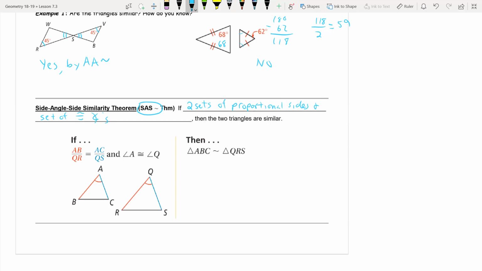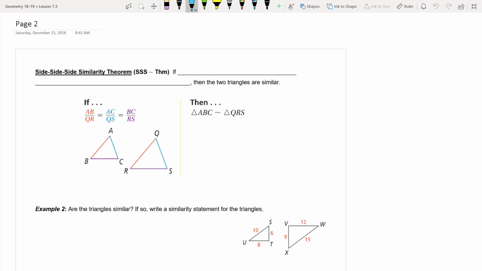Looking at our picture, as long as the measure of AB over QR is the same fraction as AC over QS, and those angles are congruent, then I have similarity. And then you would use side-angle-side similarity. You have to have that similarity mark. Our last one is side-side-side, and it's side-side-side similarity. So it's the same, having that similarity mark next to it. And really how this works is, instead of three sets of congruent sides, you have three sets of proportional sides. So if I've got three sets of sides that are proportional, then the two triangles are similar.